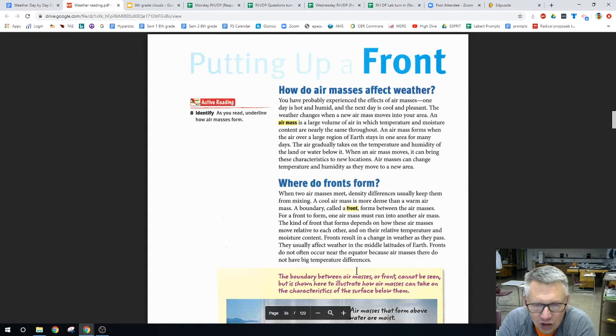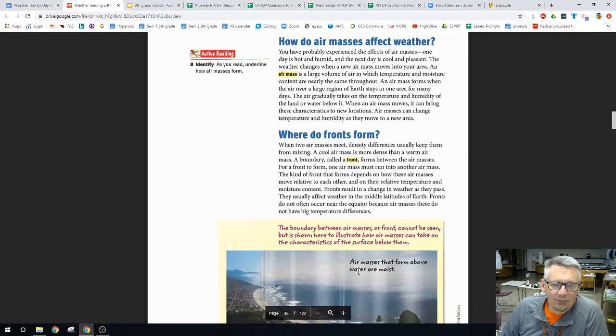Fronts result in a change in weather as they pass. They usually affect weather in the middle latitudes of Earth. Fronts do not often occur near the equator because air masses there do not have big temperature differences.